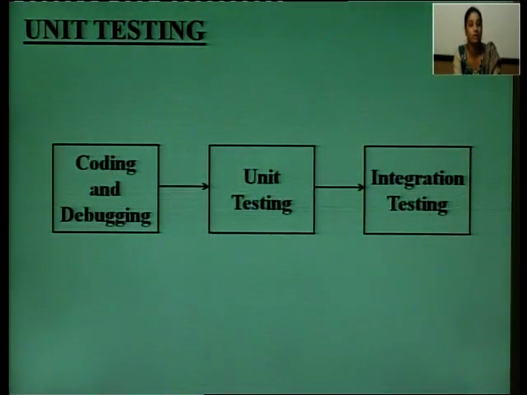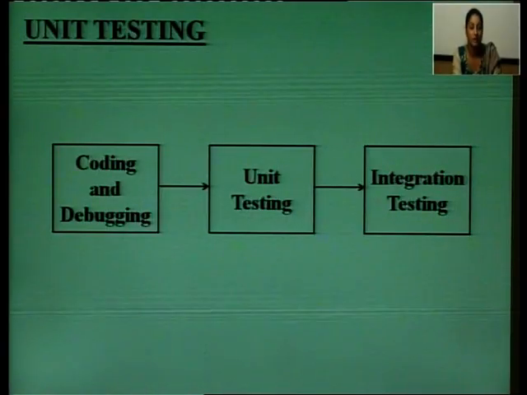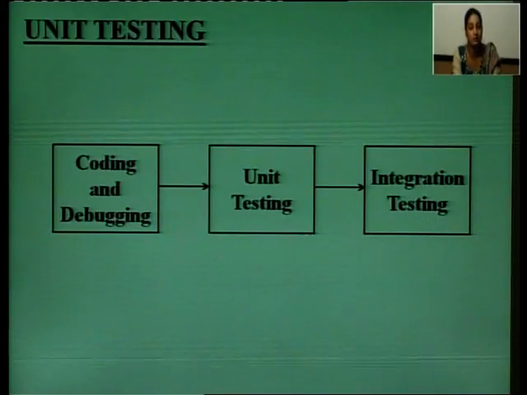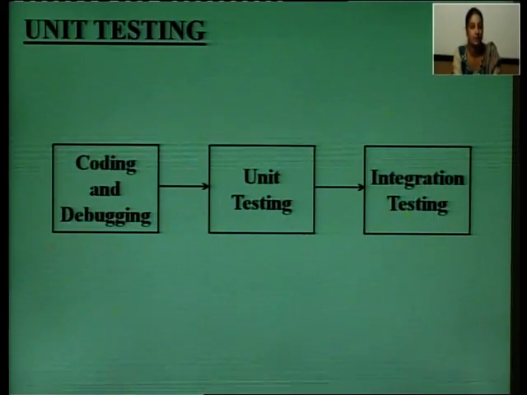Now we show it by the diagram. In unit testing, there is coding and debugging first. Firstly, we make a program in this part of the software. Now we have to debug that program. For that, we give each and every single module to unit testing, where we test each module individually. After that there is integration testing.